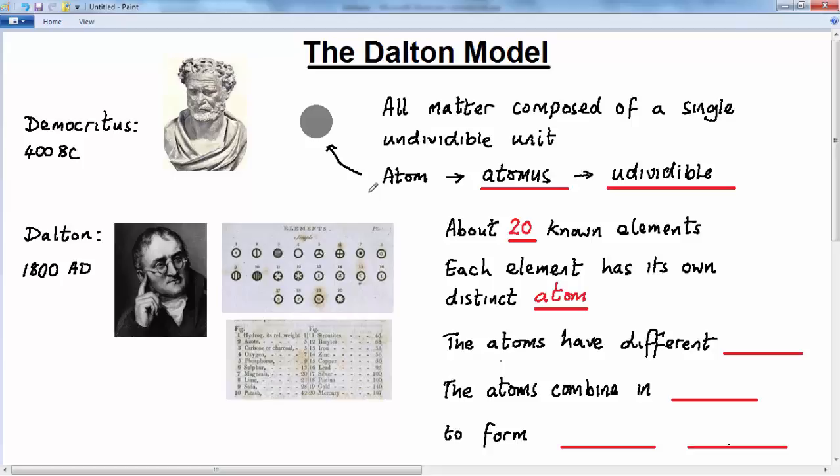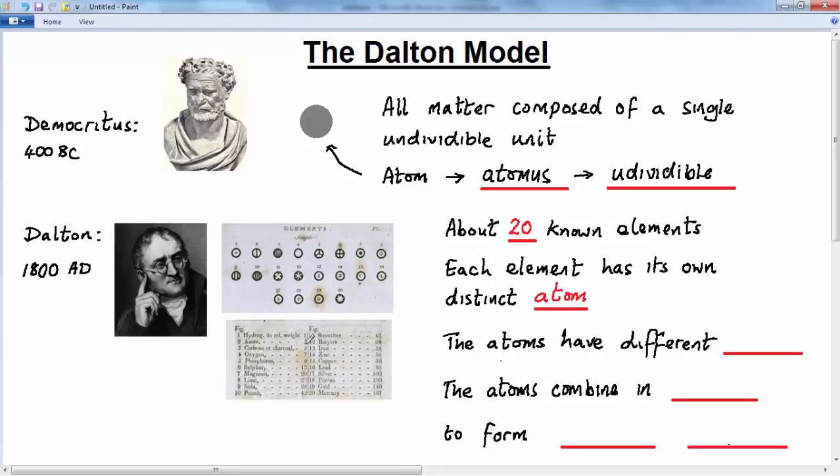So, whereas Democritus assumed that all matter was made from this one undividable atom, Dalton's model proposes that each element has its own distinct atom. So he devised symbols for each of these atoms that were used to construct each of the known elements. And for each of these atoms, he had a go at working out the atomic masses.